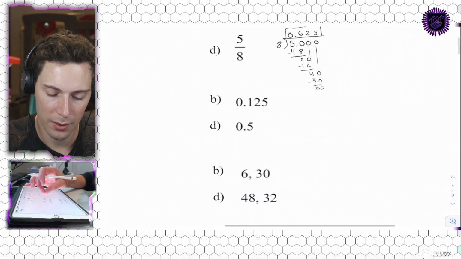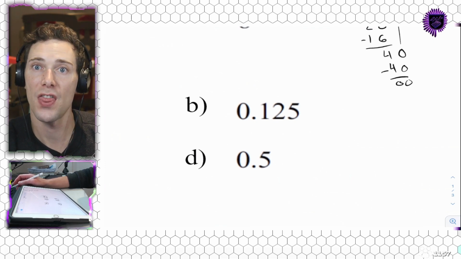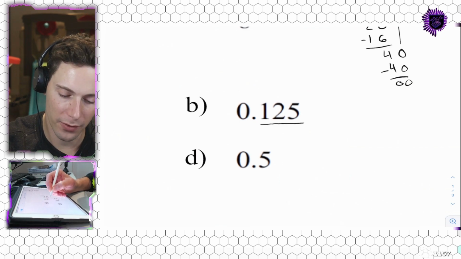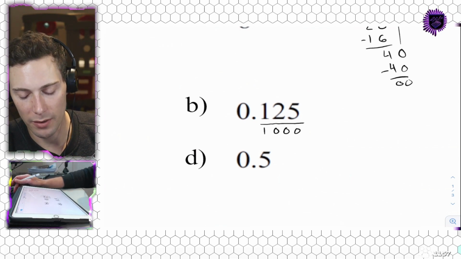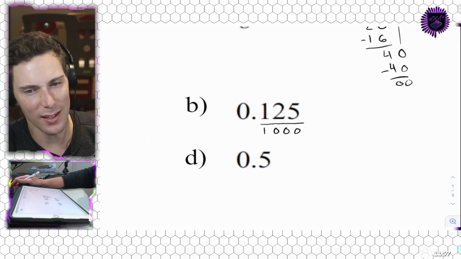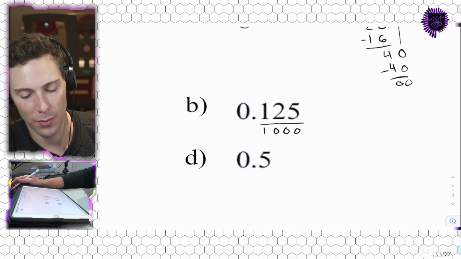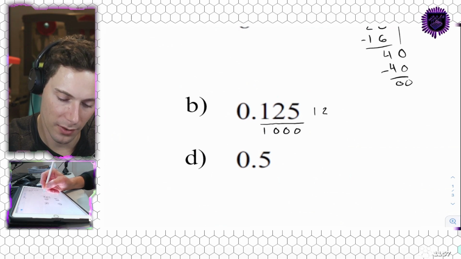B, 0.125. Now what would this be as a fraction? It's 125 thousandths. So let's write this out. 125 over 1,000. Now, does 125 go into 1,000? I believe it does. And it goes in 8 times. So the greatest common factor would be 125.